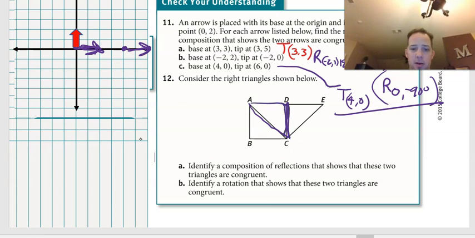Once I have this one, I have A prime, B prime, C prime. I could then just reflect it across the line DC. So A would end up over here and map on top. So that one's pretty easy.